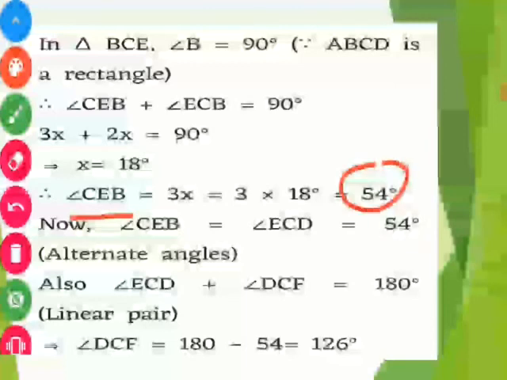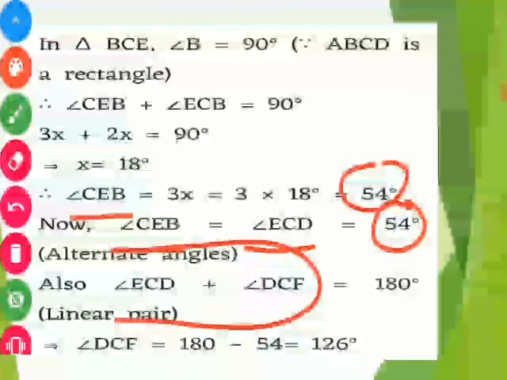And another angle, now this way we have calculated one of the angles. Now as I told you in the question, angle CEB will be equal to angle ECD by alternate interior angles are equal. So both these angles will be equal to 54 degrees, and angle ECD and angle DCF form a linear pair. Therefore the sum of these two angles will be equal to 180 degrees. So from 180 degrees, when you subtract 54 degrees, you will get 126 degrees. So this way we will calculate this question.